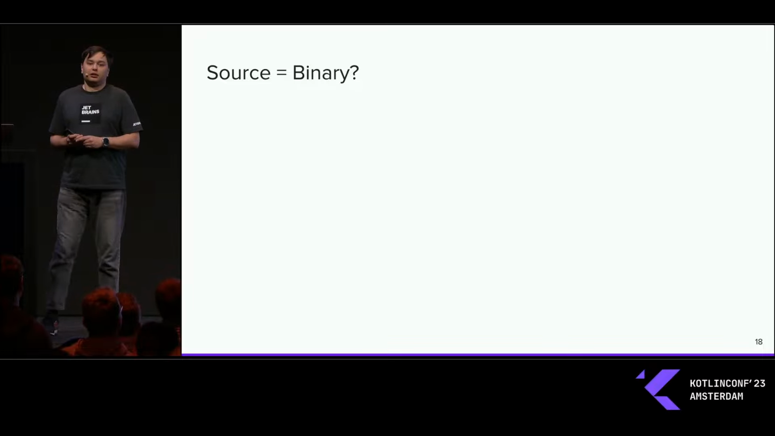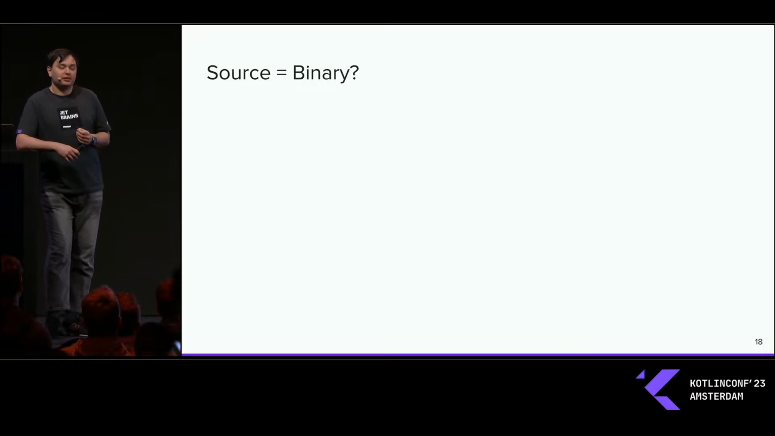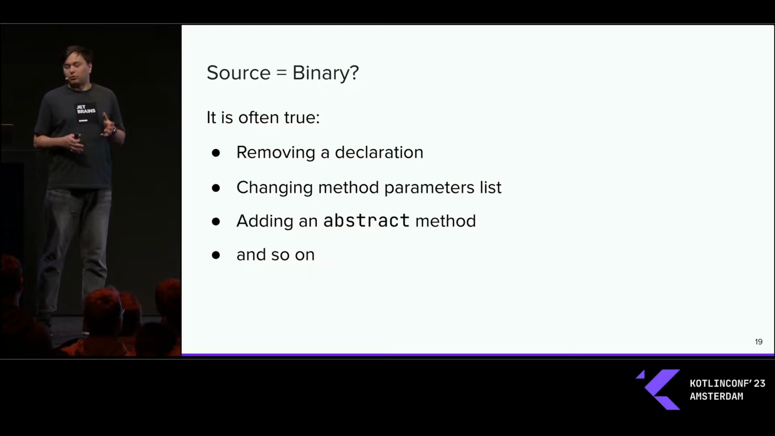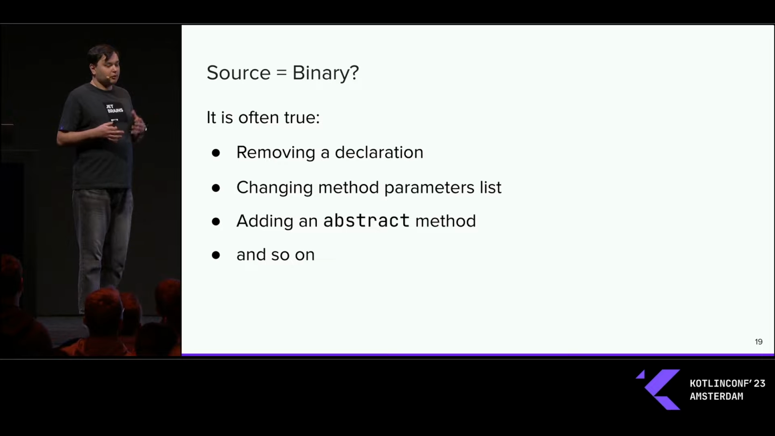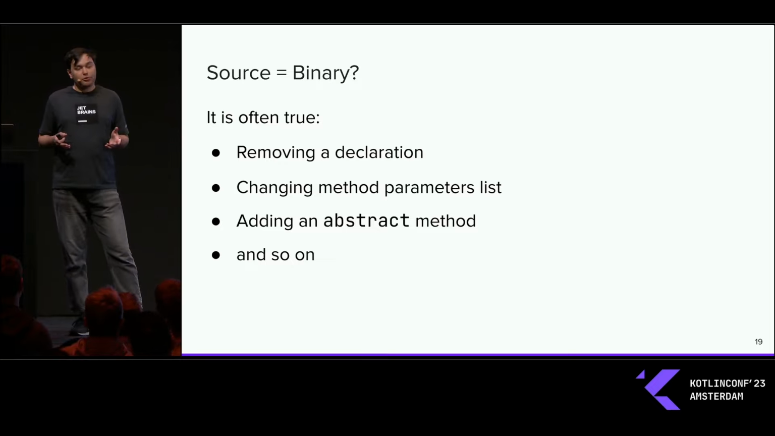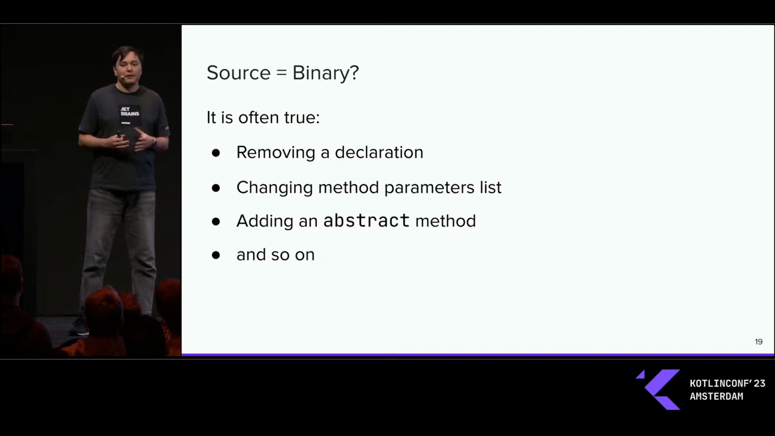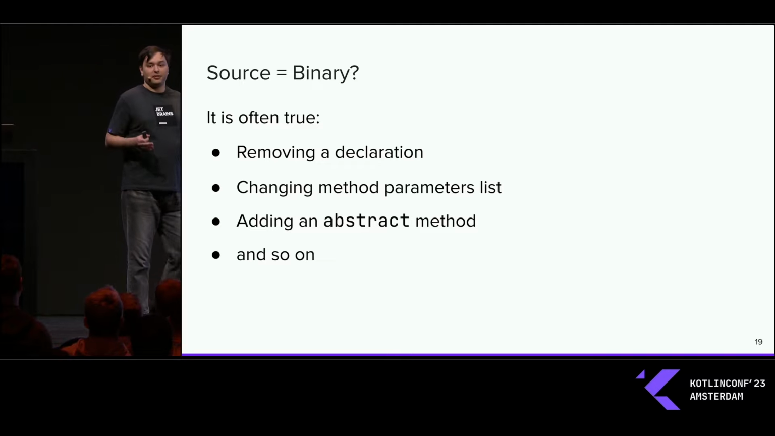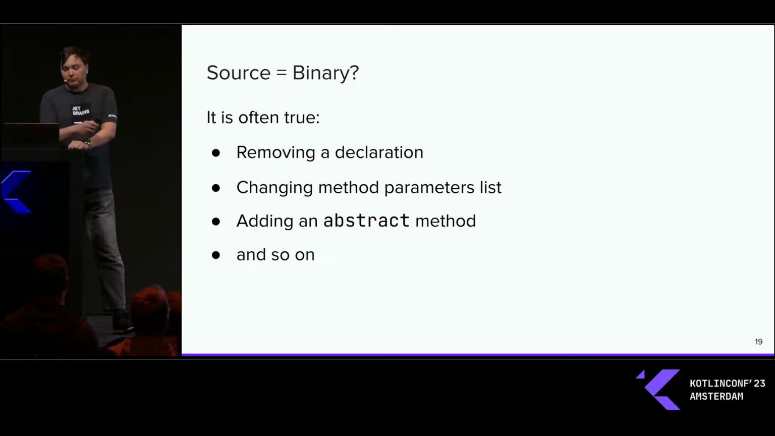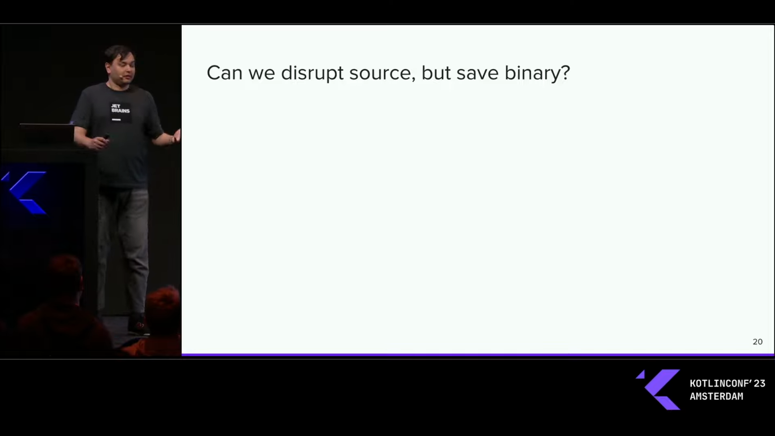So you may think that source compatibility can be equal to binary one, because it is often true in cases like removing a declaration or changing a method parameters list or adding an abstract method and so on. All of these things break both source and binary compatibility. So raise your hand if you think that they are the same. No hands, great. So indeed, they are different things.